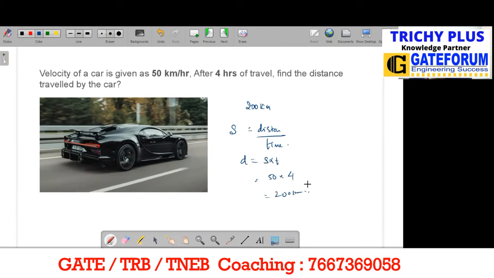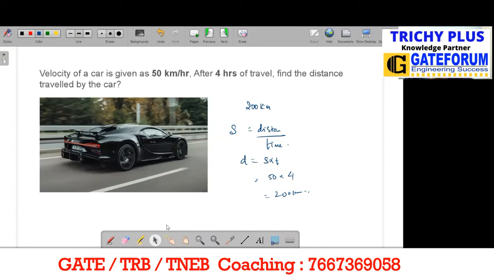Fine. But in practice, is it possible to maintain your speed at 50 km per hour for 4 hours? It's not possible, right? In that case, our car will not keep that speed. It's not possible to maintain 50 km per hour. So to make it somewhat realistic, I am going to change the velocity of the car.